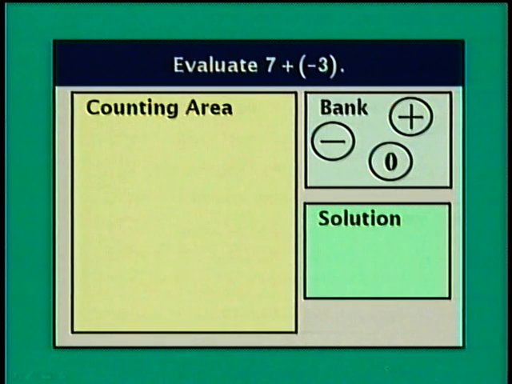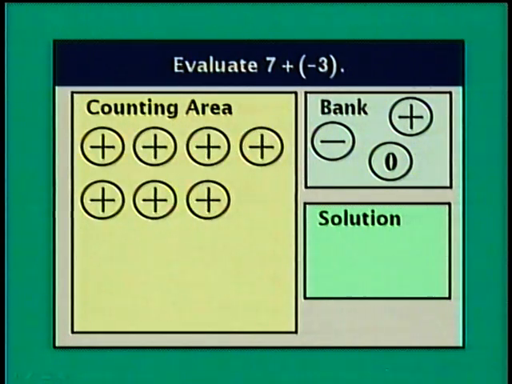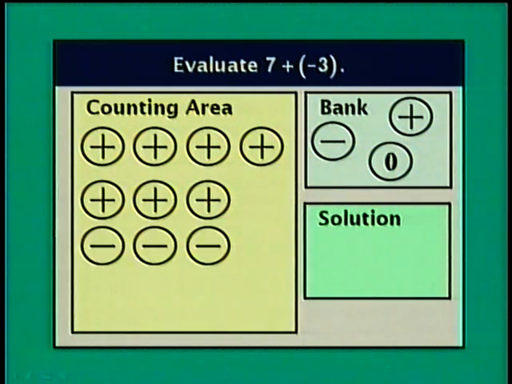Let's evaluate 7 plus -3. I need to begin by moving 7 positive chips into my counting area. I need to add to that, see the plus sign, 3 negative chips. Now I get to use my magic 0 chip. Every pair of positive and negative chips nullify one another. For example, here's 1 positive chip, 1 negative chip.